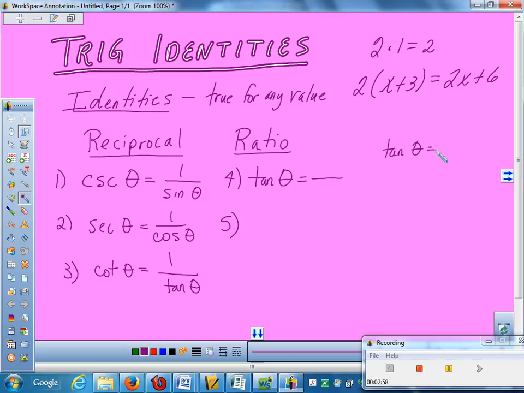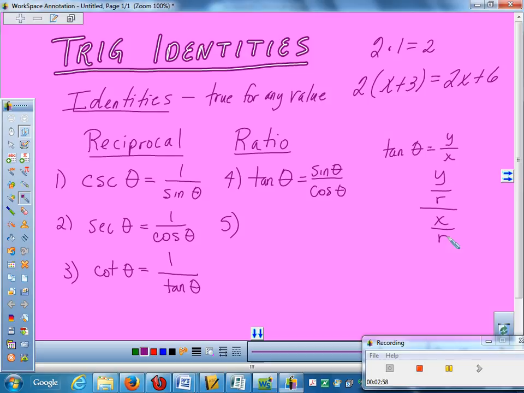Yeah, Colin. He said sine over cosine. How did you come up with that? He remembered it. Yeah. Colin's right. Yeah, tangent is sine over cosine. Because if tangent's y over x, and if I do sine, sine's y over r, cosine is x over r. What happens when you flip that over? The r's will cancel, you'll be left with y over x.